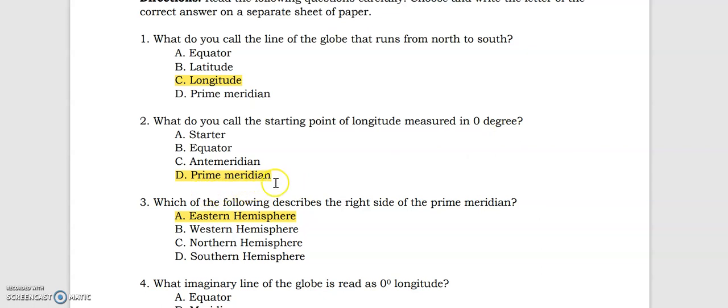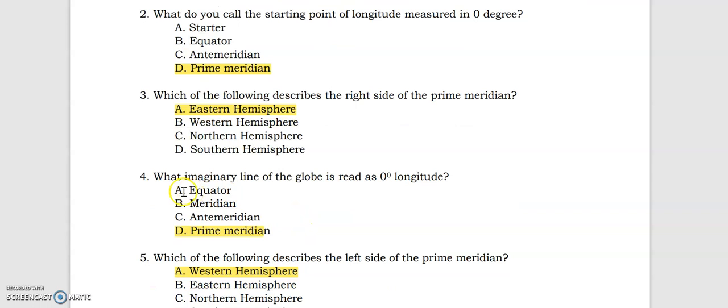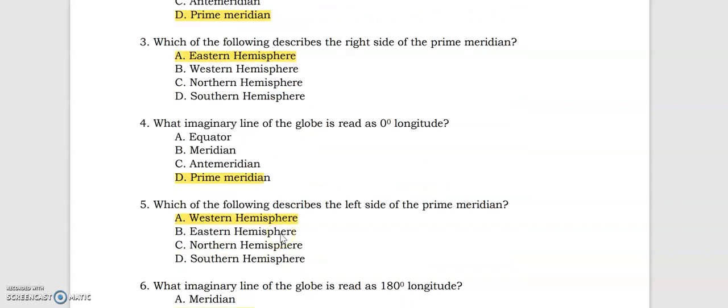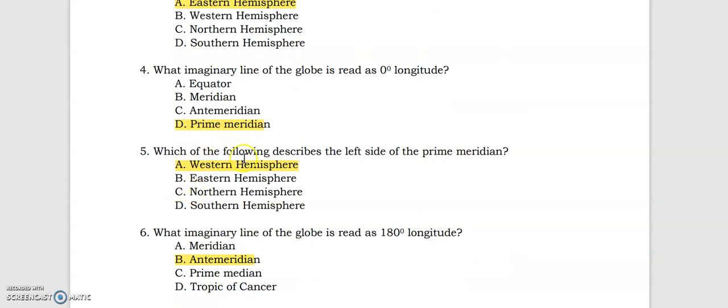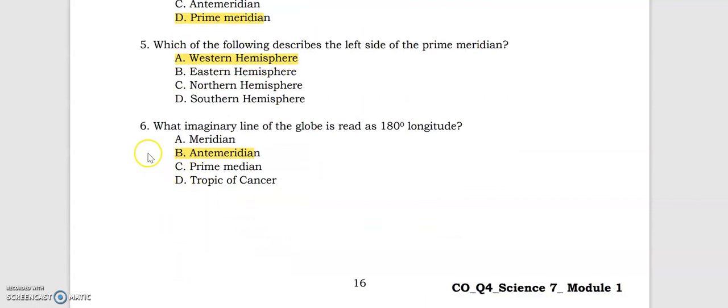That's prime meridian. Which of the following describes the right side of the prime meridian? So eastern hemisphere. What imaginary line of the globe is read as 0 degree longitude? That's prime meridian. Which of the following describes the left side of the prime meridian? That's western hemisphere. What imaginary line of the globe is read as 180 degrees longitude? That's anti-meridian.